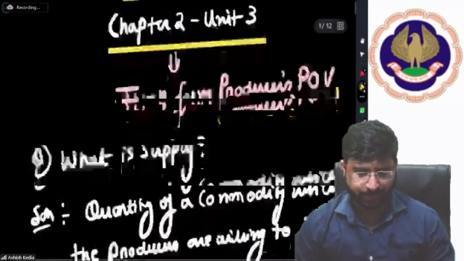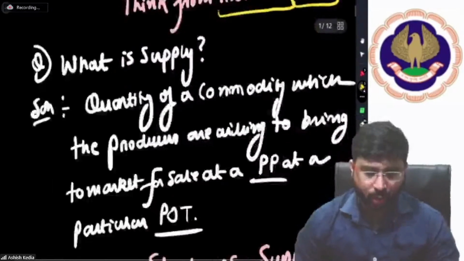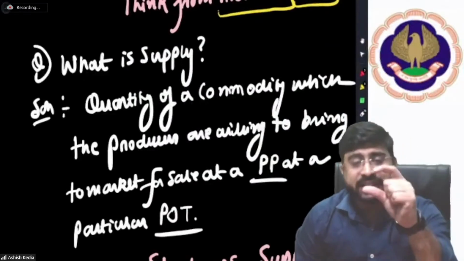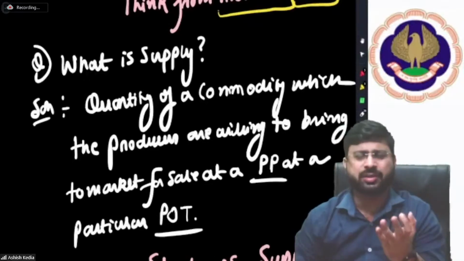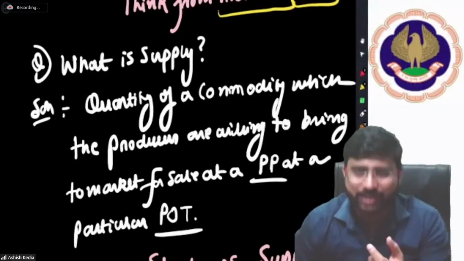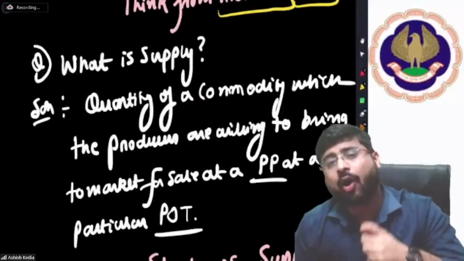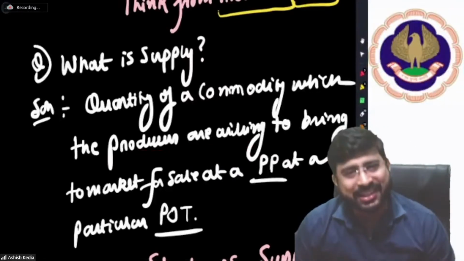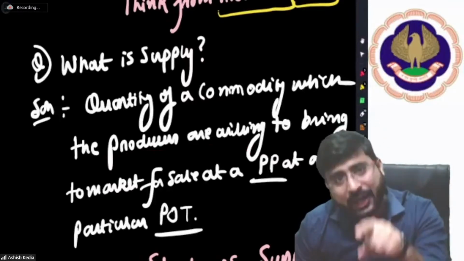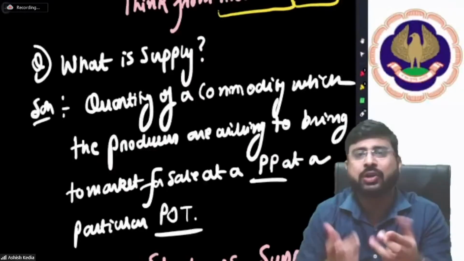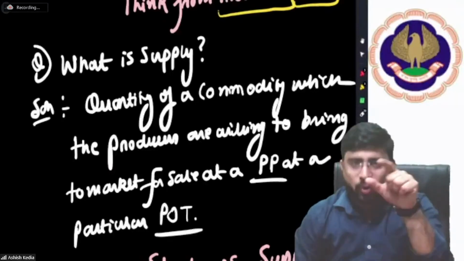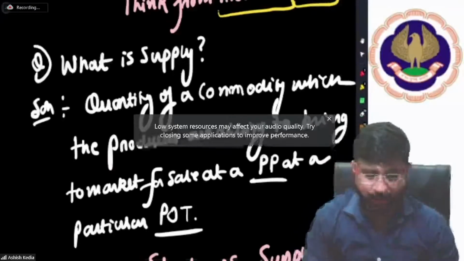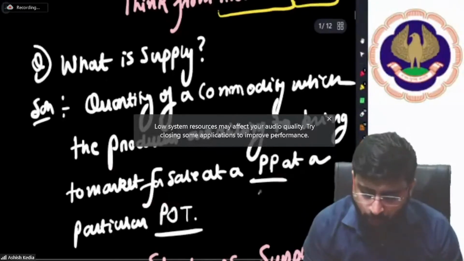Now, the question is, what is supply? That is what we have to understand. Supply is the quantity of a commodity which the producers are willing to bring to the market for sale at a particular price at a particular point of time.